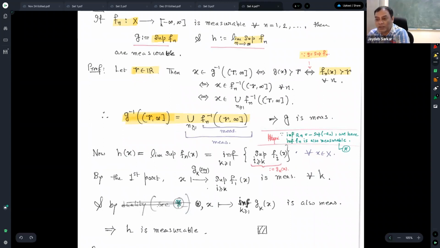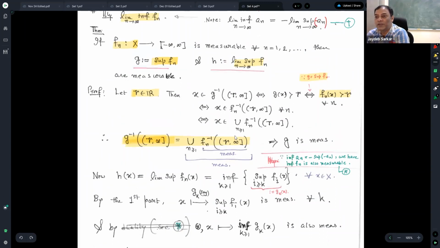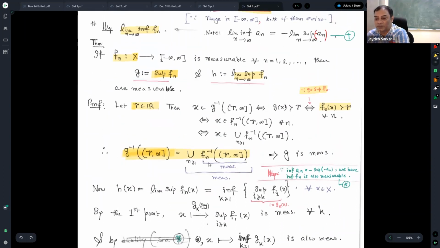So this is something like a countable union of some sets, right? What are the sets? Fn inverse of R to infinity. But Fn is given to be measurable, so this set is measurable. That's what I've said here. And the countable union of measurable sets is going to be measurable, and hence this left-hand side set is measurable, and that tells you G is measurable, right?